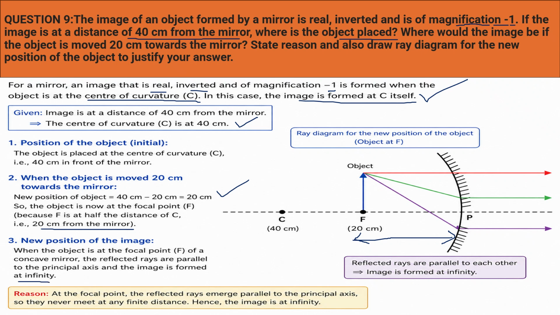At infinity. So we can see these parallel lines, red, blue and purple, which are emerging, that they never meet at any finite distance. That means the image is at infinity. Hope these steps, points and diagrams are clear. Please pause the video and draw the diagrams and redo these questions again.